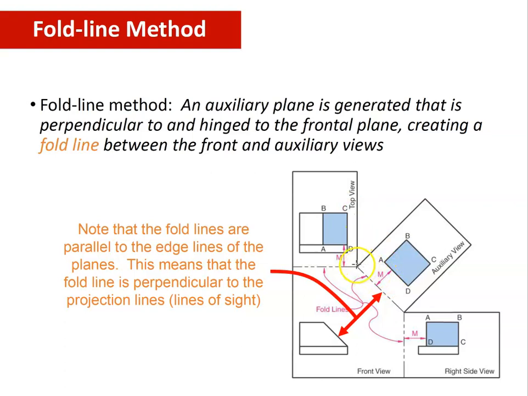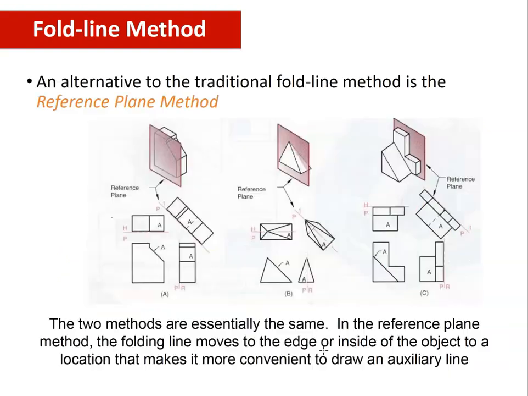You just create an imaginary axis over here which is parallel to your inclined plane. Okay, so you have your parallel line over here. This is called your fold line, and you will make another fold line over here, and you start to draw your construction line. So I'm going to show you the steps in a bit.